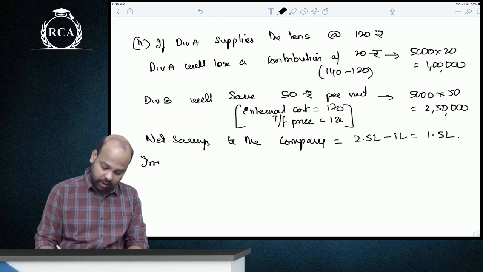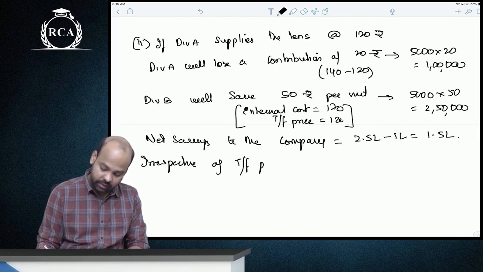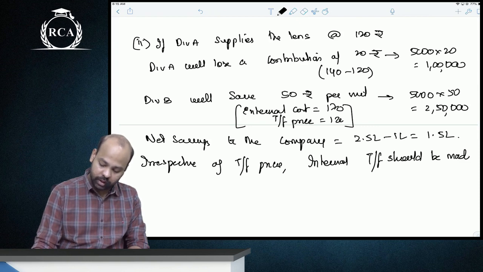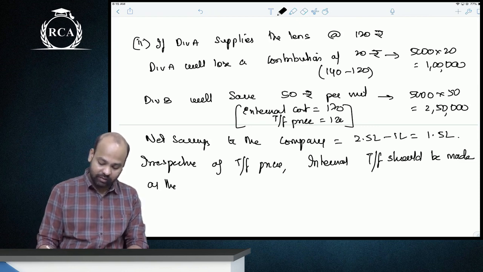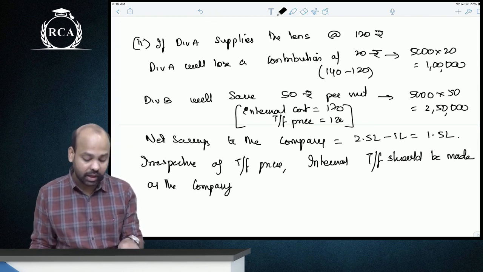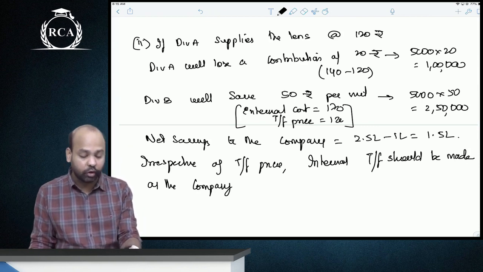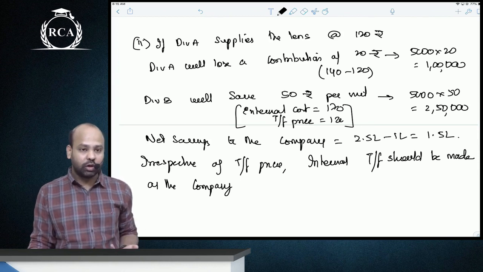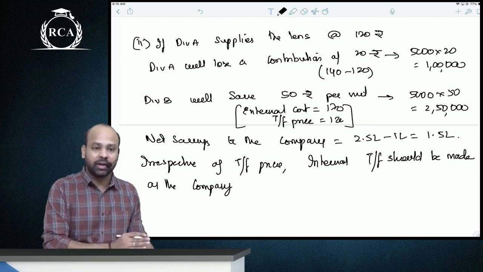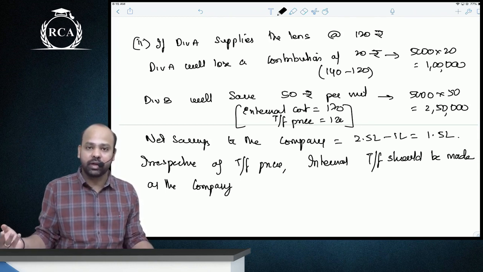Irrespective of transfer price, internal transfers should be made, as the company as a whole will save 1,50,000. I did not write minimum transfer price and maximum transfer price here because I will have to write that for the third bit. You can also answer this by using the concept of minimum transfer price and maximum transfer price. Minimum transfer price is 140, maximum transfer price is 170.